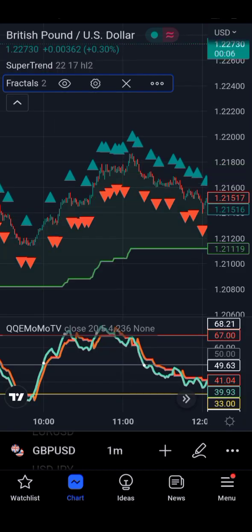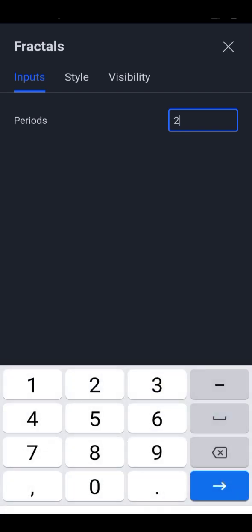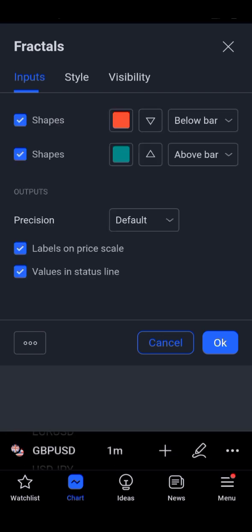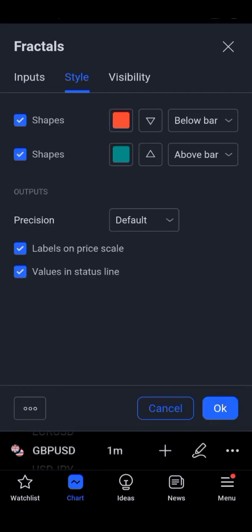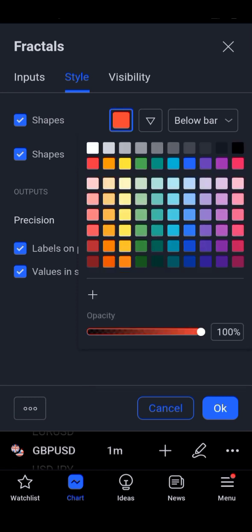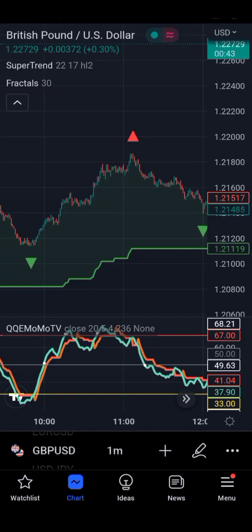So again go to the second indicator, Fractal, and change 2 out and add 38, and go to style and change the color. So add red color below and green color above, then click on OK. And QQE Momo stays at the default settings.